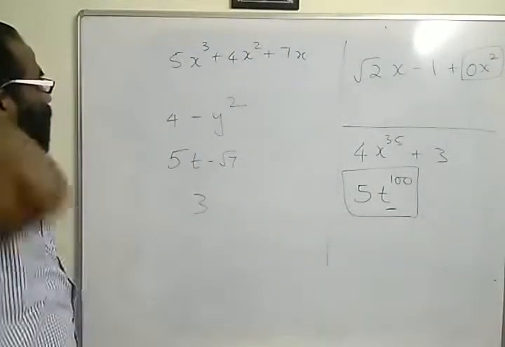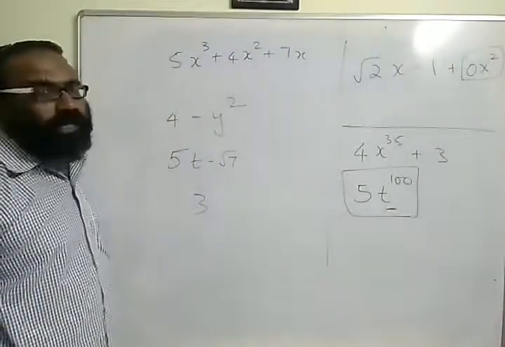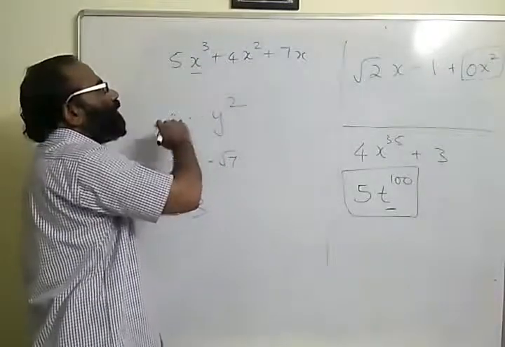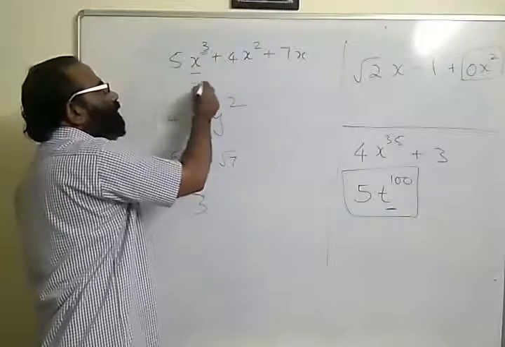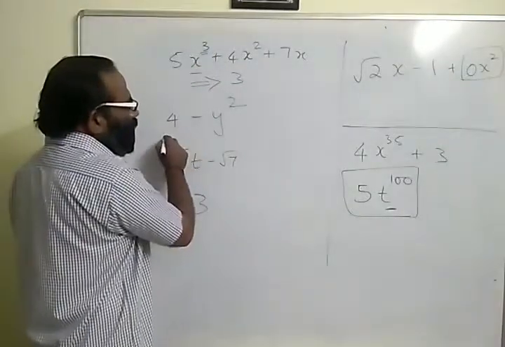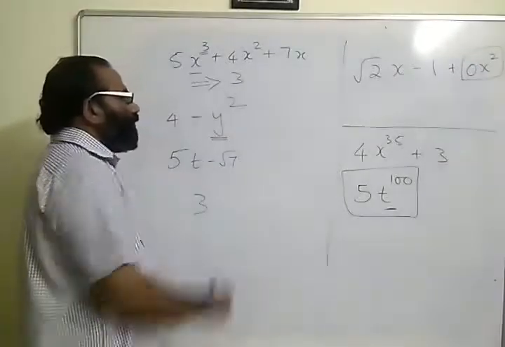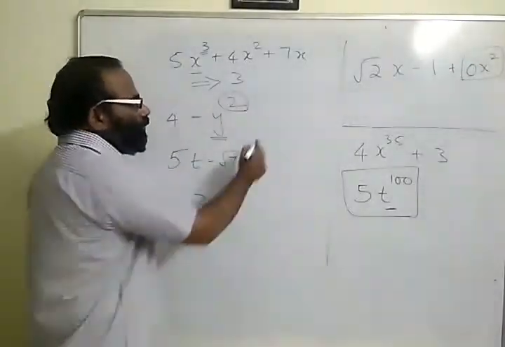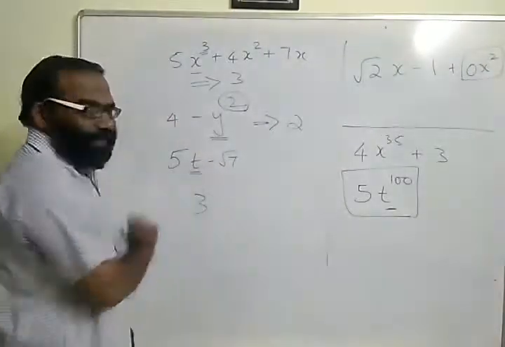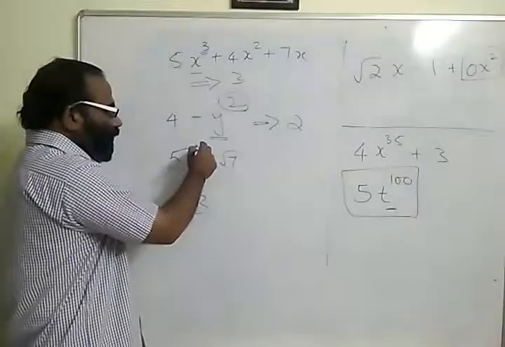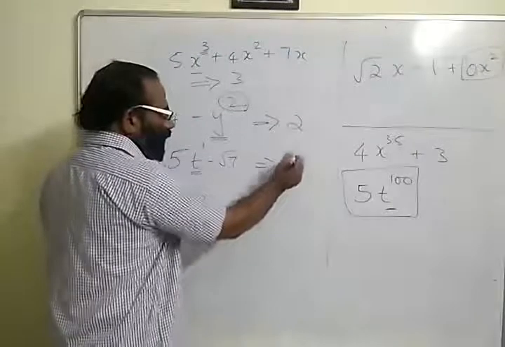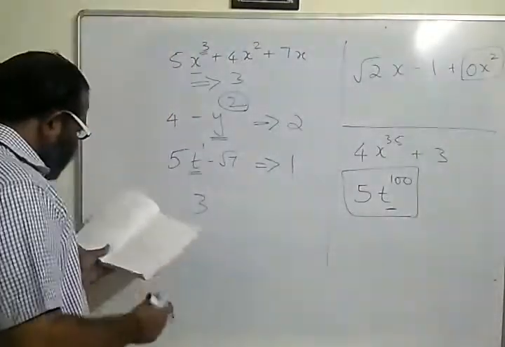Now in this first one, what is the degree? The variable is x, and what is the maximum power of this? 3. So the answer is 3. 3 is the degree. And in this, what is the variable? Y is the variable. What is the maximum power? 2, and so the degree is 2. Here, what is the variable? T is the variable, and what's the power? 1. Therefore, the degree is 1.